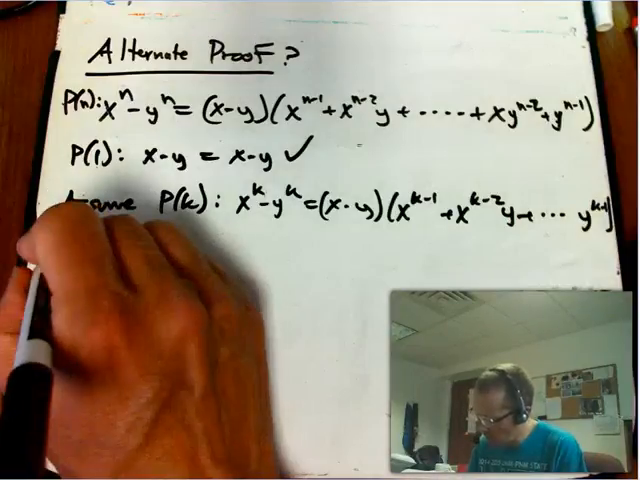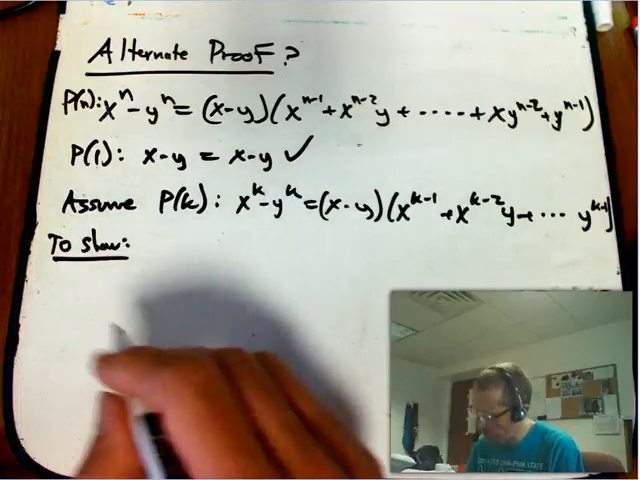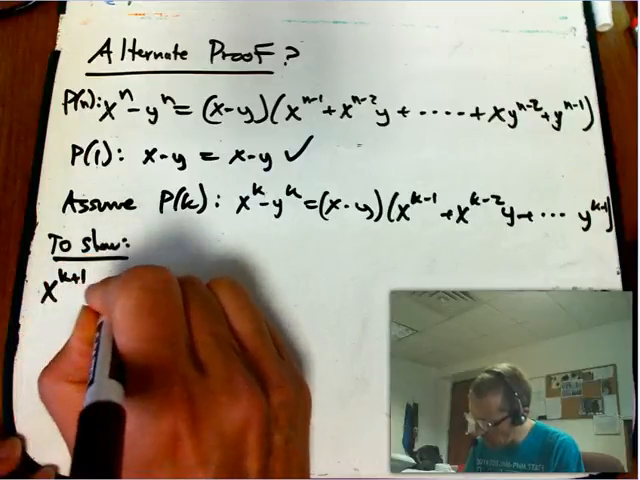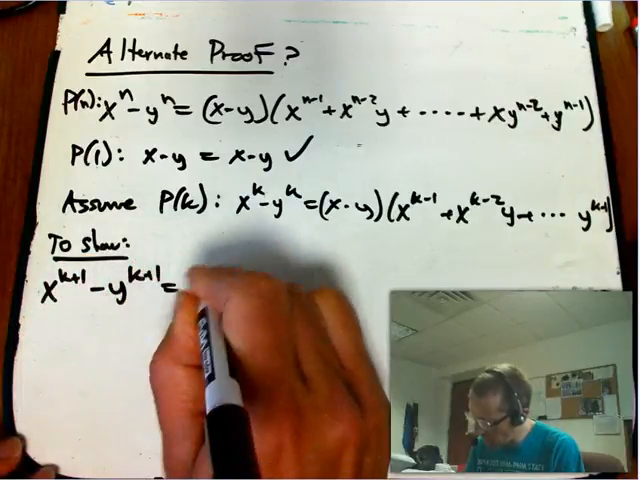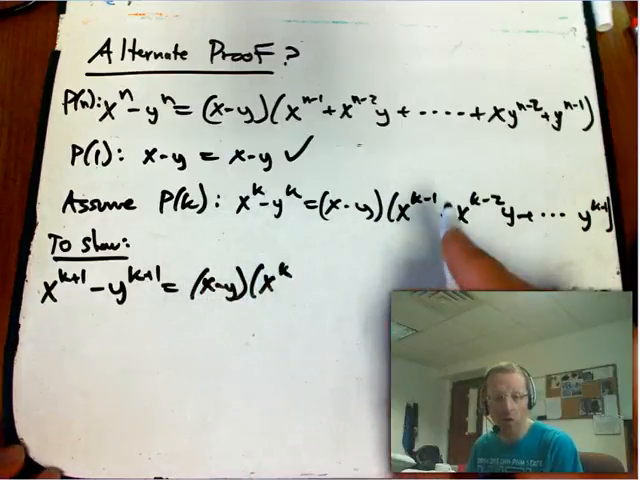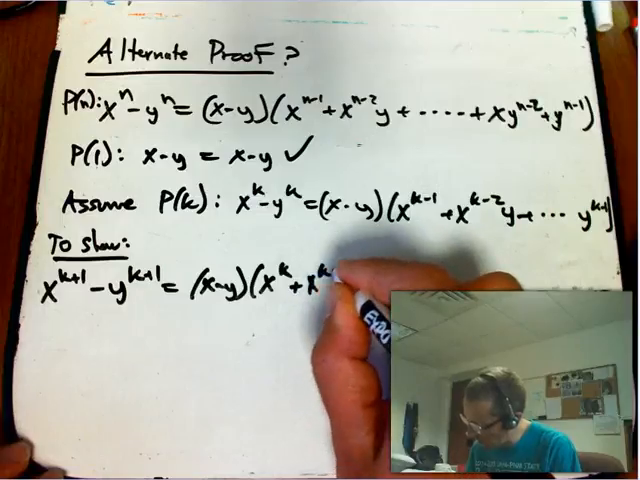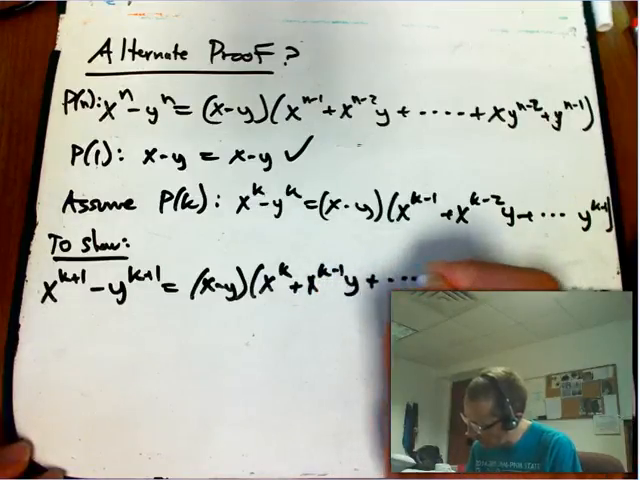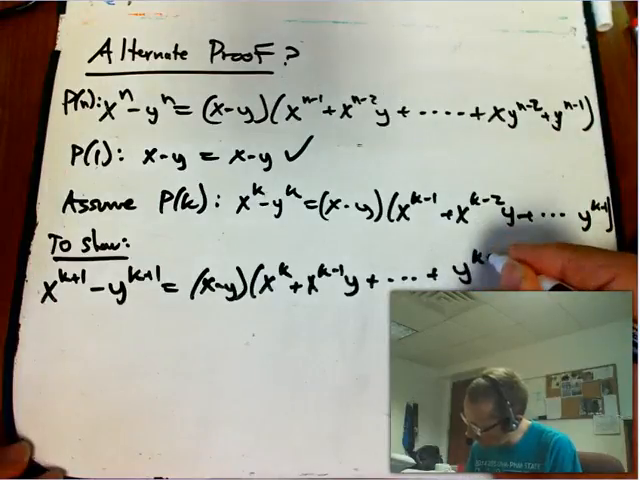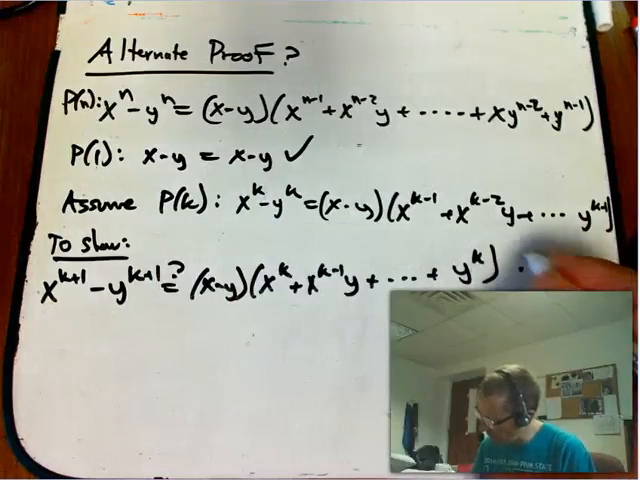Now, for the inductive step, we want to show that we can get to the next one. We want to show that x to the k plus 1 minus y to the k plus 1 equals x minus y times x to the k plus x to the k minus 1 y plus all the way to y to the k. Now, all the k's get bumped up. That's our thing to show. We don't know that yet.